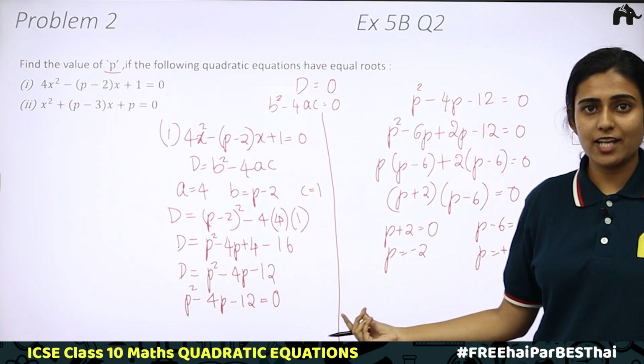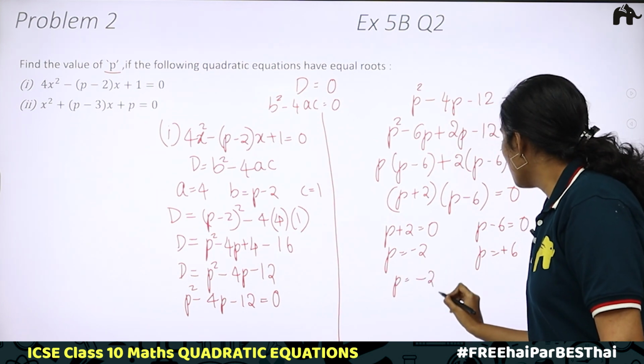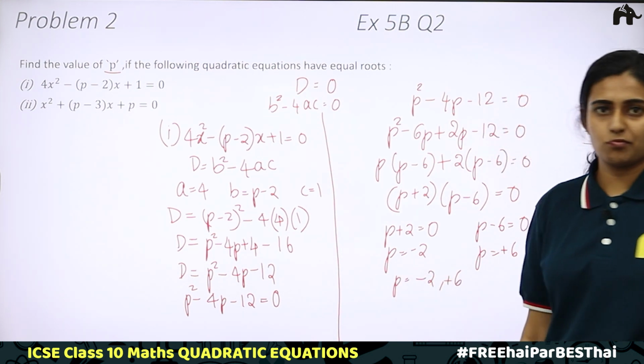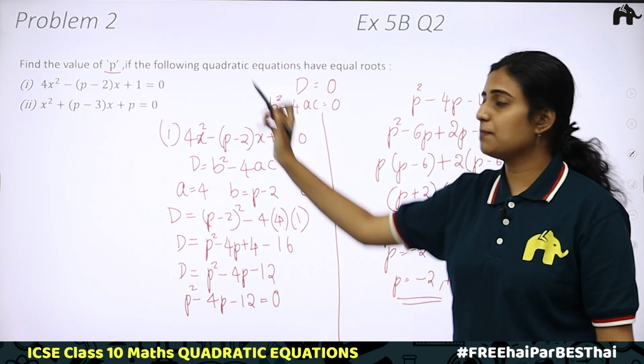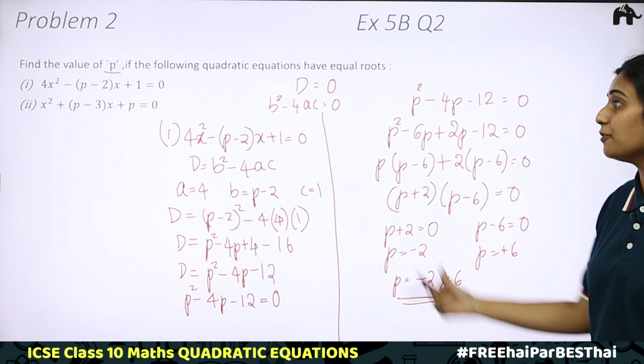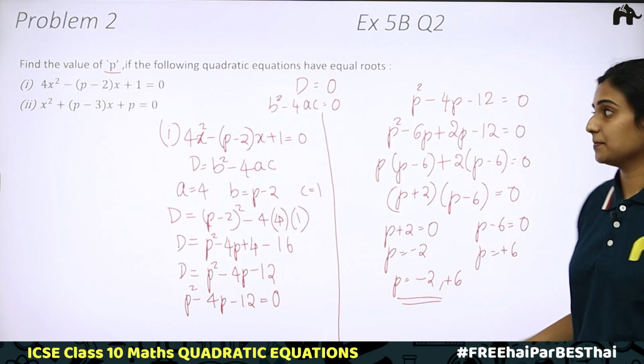What are the possible values of P? P is equal to minus 2 or plus 6. Okay, this is the answer for the first part, the possible values of P for the first part. Let's do the second part.